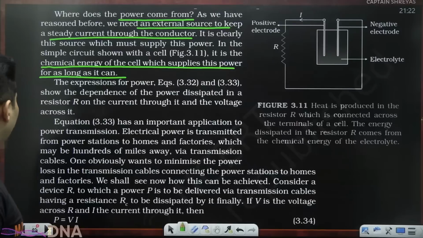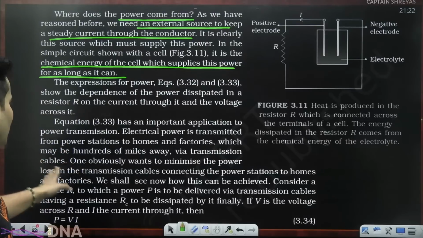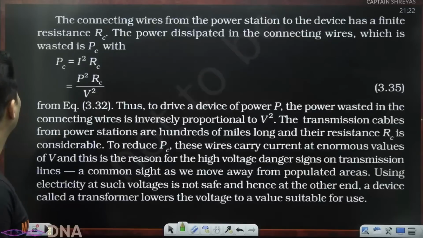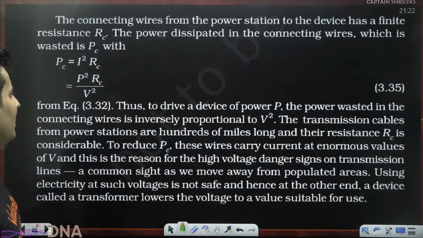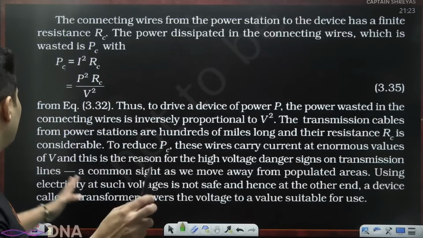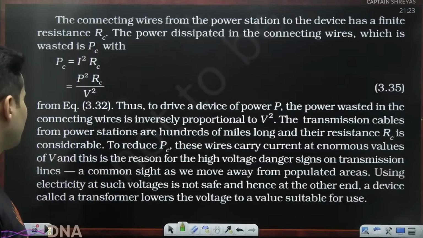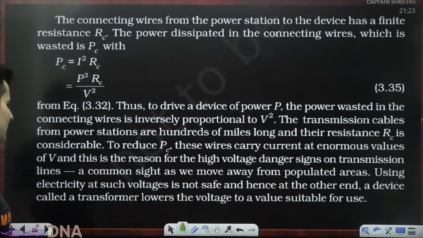Okay. Now, electrical power, they have told. Then, the connection wires from the power station have a finite resistance. The power dissipated in the connecting wires is I squared R. Just to derive the power, the wasted power in connecting wires is inversely proportional to V squared. The transmission cables from the power stations are hundreds of miles long, hence R is considerable. To reduce this, you are going to use large values of V, and that is why transmission lines are away from populated areas, since using such high voltage is not safe. A device called a transformer is used.